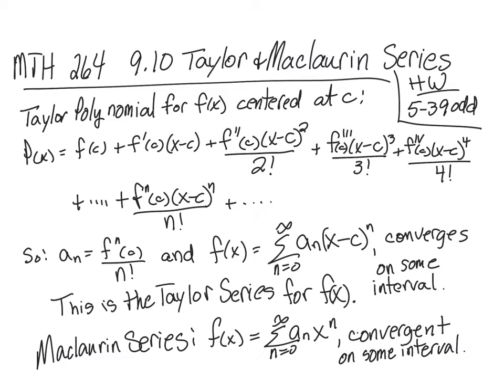Okay, section 9.10, Taylor and Maclaurin series. The homework for this section is 5 through 39 odd.